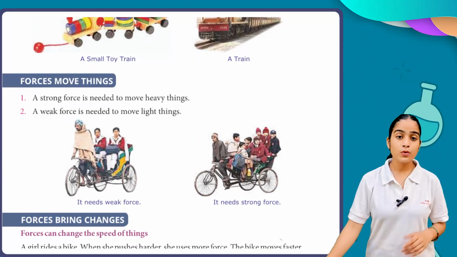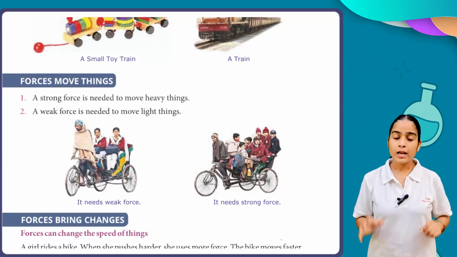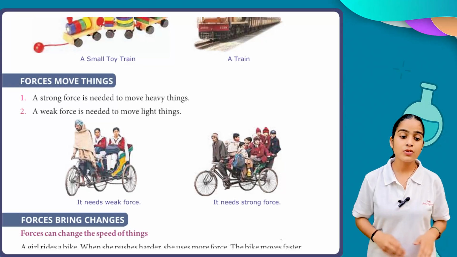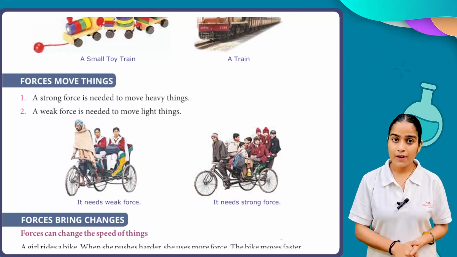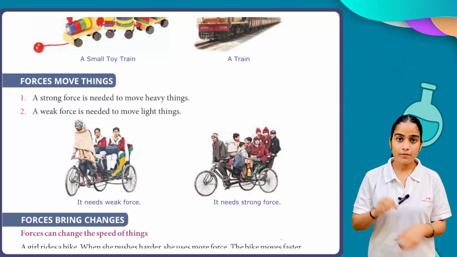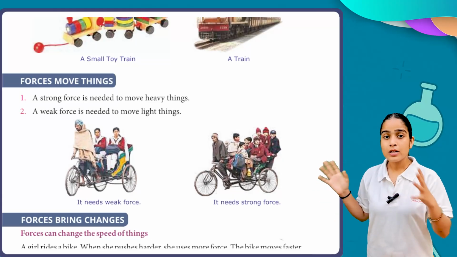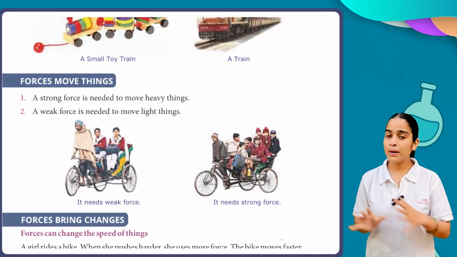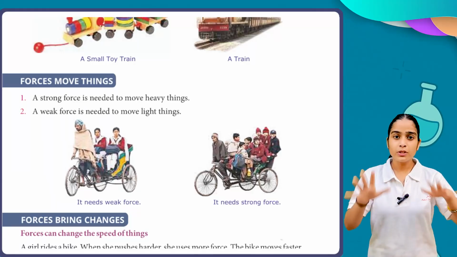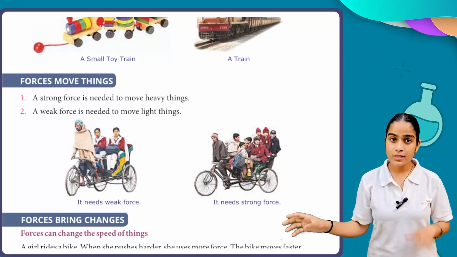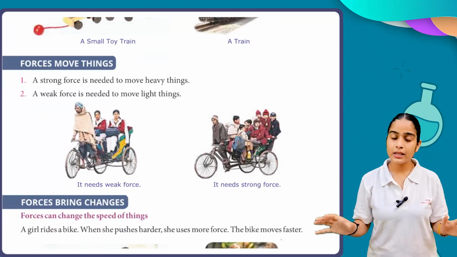Next we have force moves things. If you sit on a rickshaw, what do you observe? A strong force is needed to move heavy things and a weak force is needed to move light things. So, for example, we have a rickshaw. When your rickshaw wale bhaiya gives strong pedals, when we have more than 5 or 6 children in a single rickshaw, but when he has only one child, he just moves it slowly, comfortably. So what we understand here is, to move heavy things we need more force, to move light things we need small force. Is it clear? Okay.